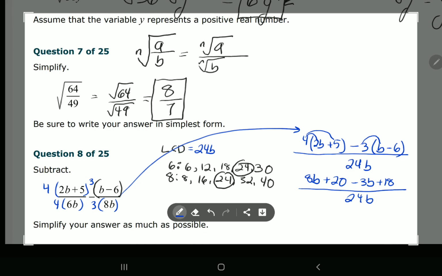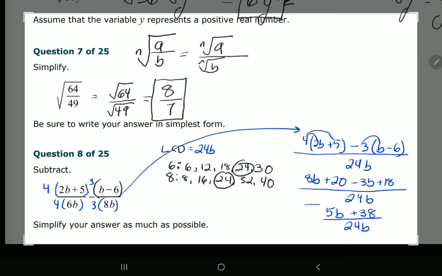Let's combine like terms. 8b minus 3b is 5b. 20 plus 18 is 38. That's over 24b. And that is the answer to question number 8.